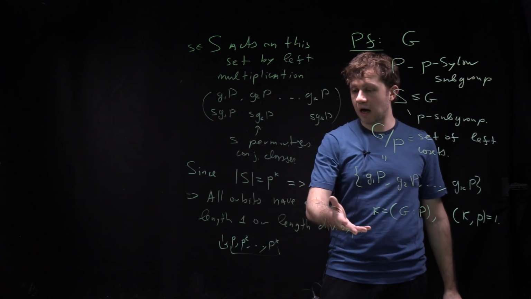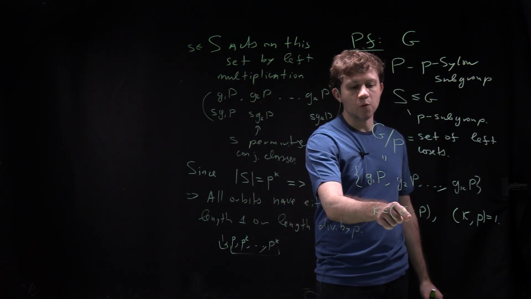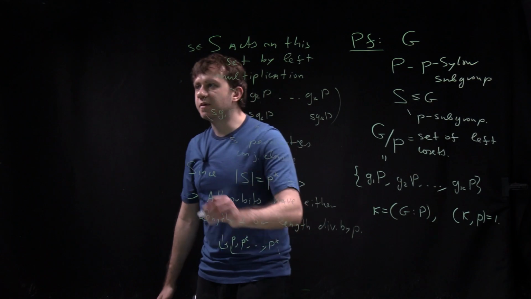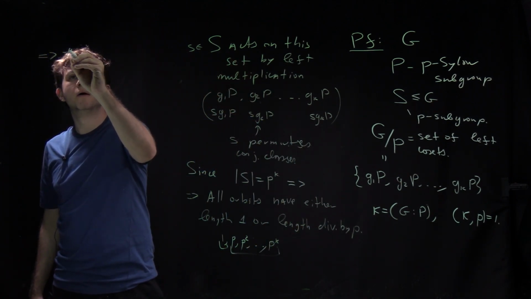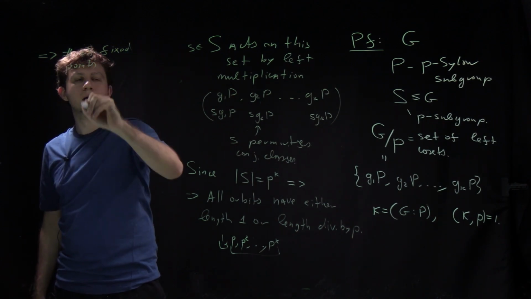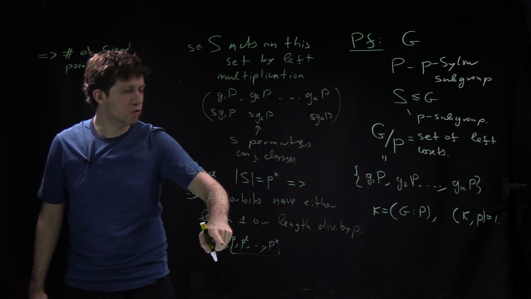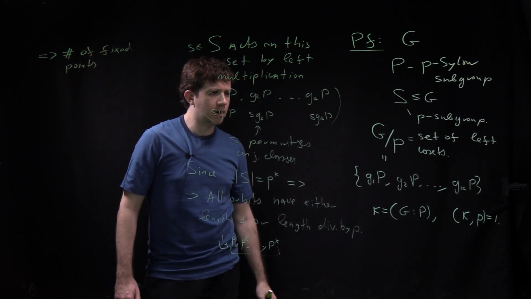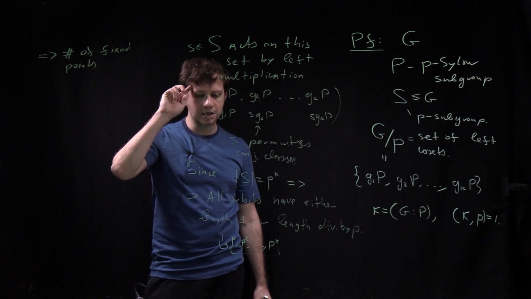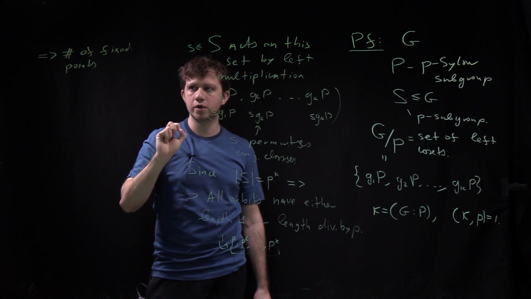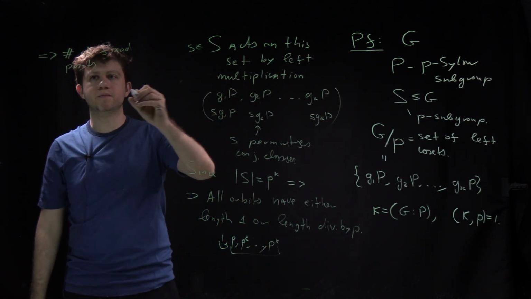But then again, if you just use the fact that we are acting on a set whose size is not divisible by P, and orbits have either size 1 or divisible by P, as before we conclude that the number of fixed points is not divisible by P.